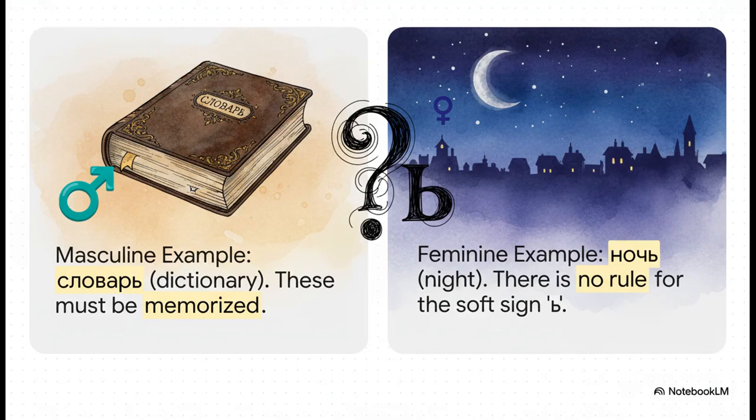So here's the deal with the soft sign. A word ending in it can be either masculine or feminine, and there's no secret spelling rule to figure it out. It's just one of those things you have to memorize when you learn the word. For example, dictionary, "slovar," is masculine, but night, "noch," is feminine. For now, the most important thing is just to know that this little exception exists.